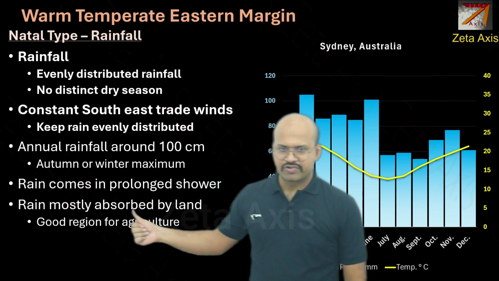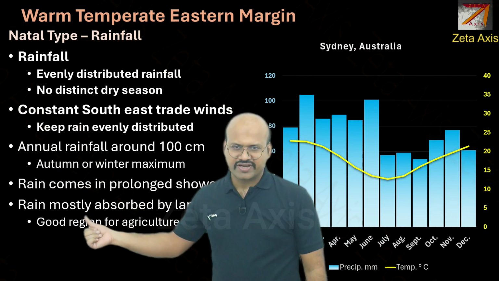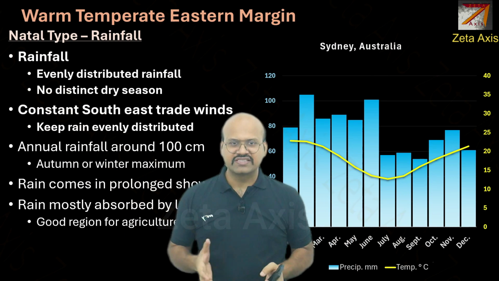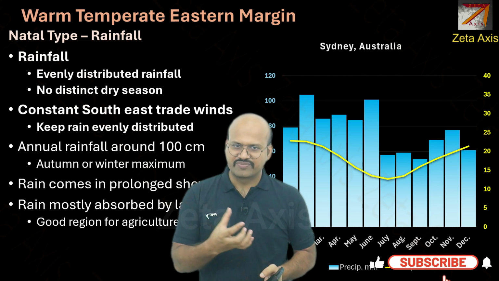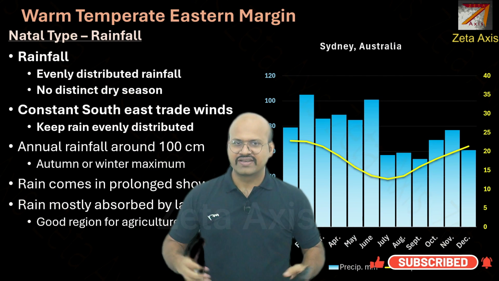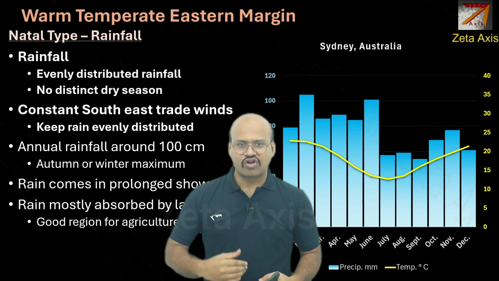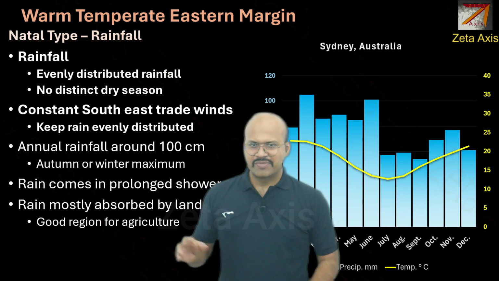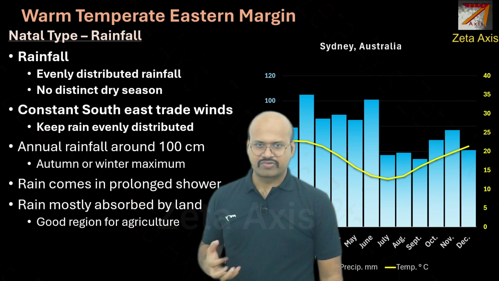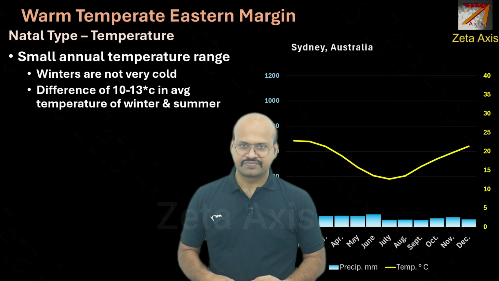Rain is mostly absorbed by the land and it is a good region for agriculture. Here the rainfall is not torrential, and when there is sufficient intensity of rainfall, the water gets absorbed by the land. But if a very large amount of rainfall starts to fall, then the land cannot absorb that much water, creating runoff or causing floods. But here, because the intensity is moderate, the water is absorbed by the land, and that is why it is good for agriculture.